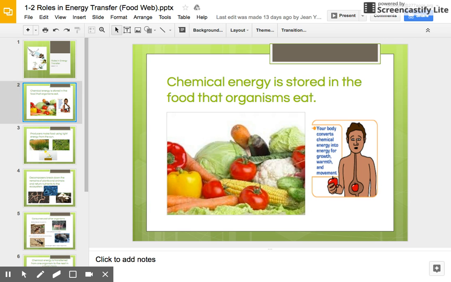Chemical energy is stored in the food that organisms eat. In physical science, we talked about this concept last year. So you know that food contains stored chemical energy, and because the law of conservation of energy tells us that energy isn't created or destroyed, it just changes forms. We know that the body is able to take that stored chemical energy and change it into energy that it needs and can use for things like movement and other bodily processes.